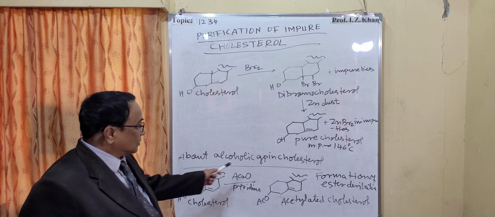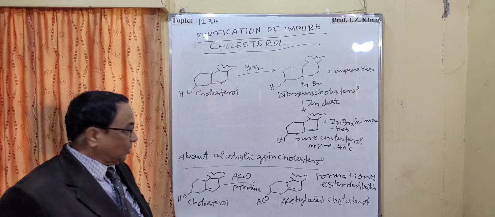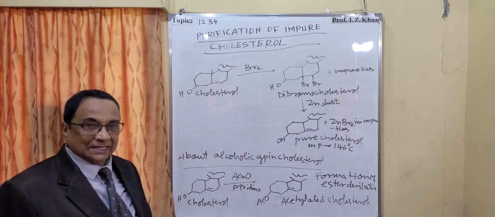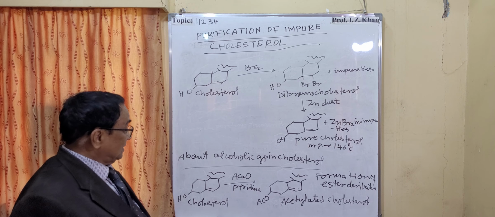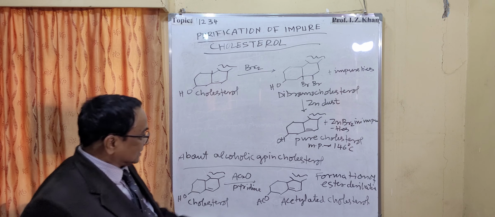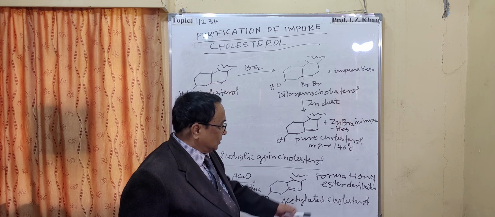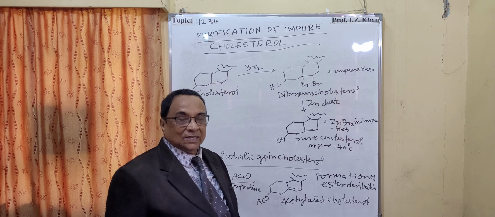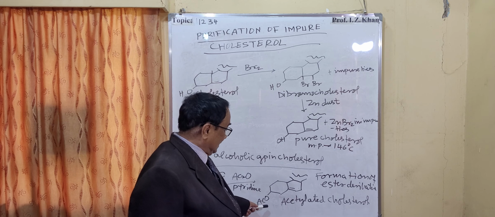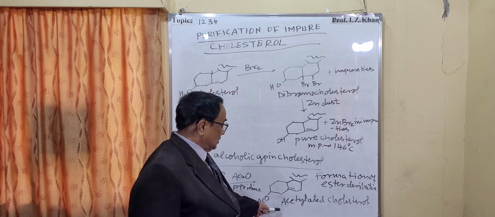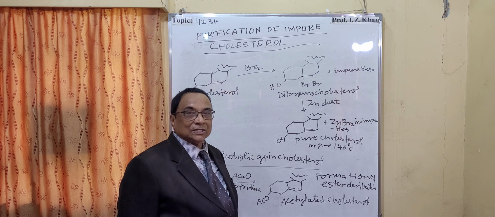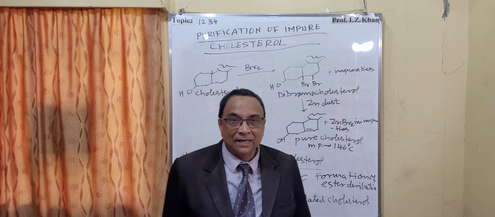The second is about the alcoholic group in cholesterol. When cholesterol is subjected to acetylation, meaning it is treated with acetic anhydride in the presence of pyridine, it is converted into acetylated cholesterol, which is nothing but the ester derivative of cholesterol, and the conversion of cholesterol into an ester derivative confirms that cholesterol contains an alcoholic group.